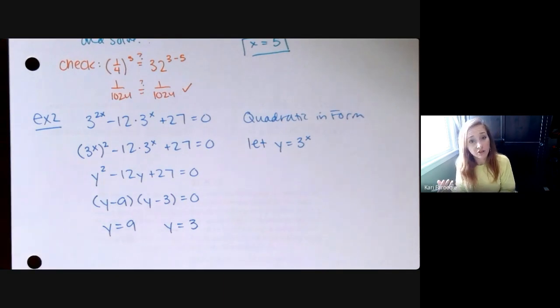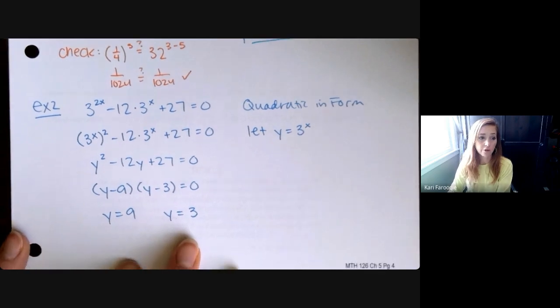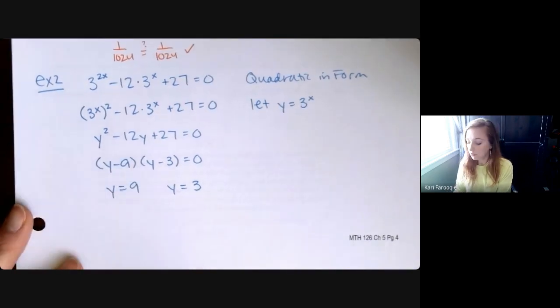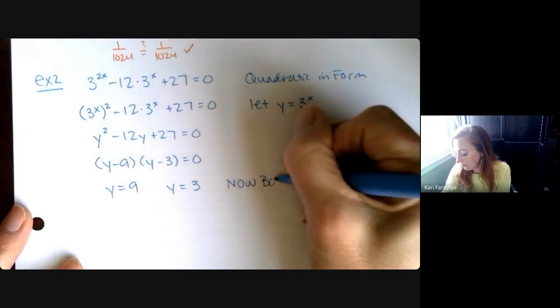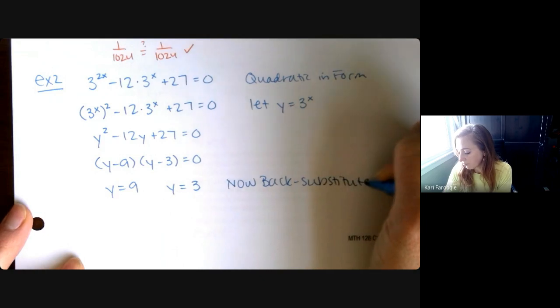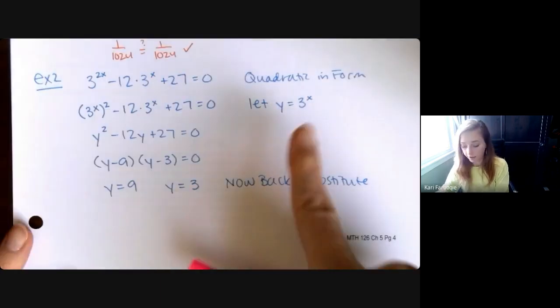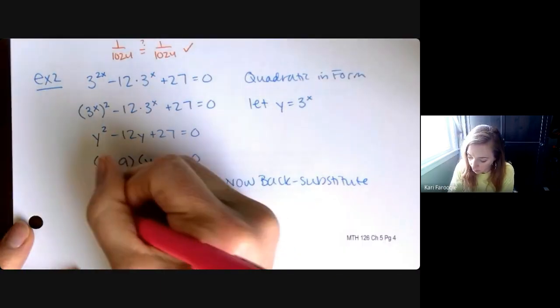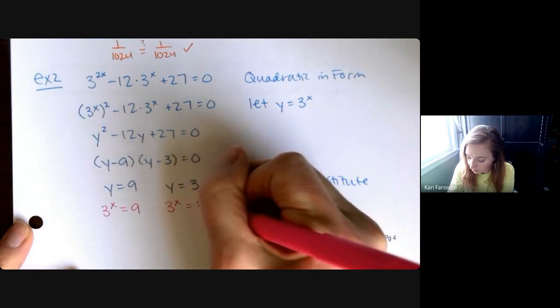And then when you get to the end, you're not done yet because you weren't actually asked to solve for y, you were asked to solve for x. So you're going to back substitute. Okay, so now if y is 3 to the x, then it must be that 3 to the x equals 9 and 3 to the x equals 3.